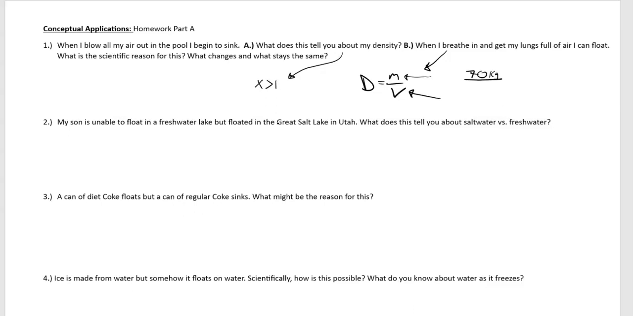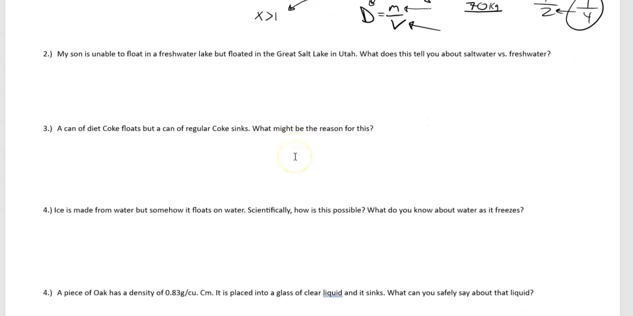Think about my body. When I breathe in, the total volume that my body is taking up is going to become bigger. And we all know if you had a fraction and you increase the denominator, let's say you increase that to 4, then the overall number gets smaller, which means the density gets smaller and I become more buoyant.